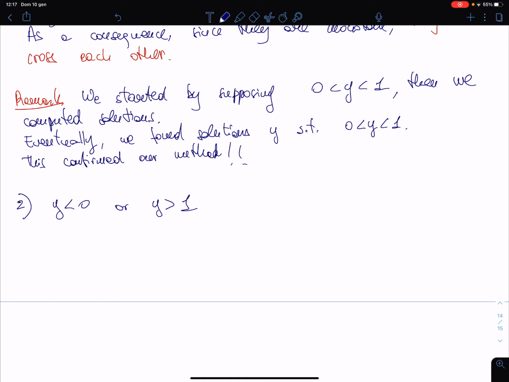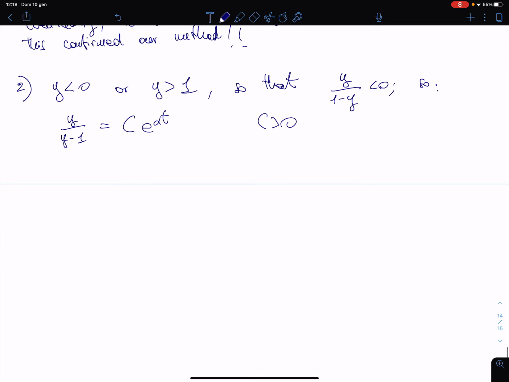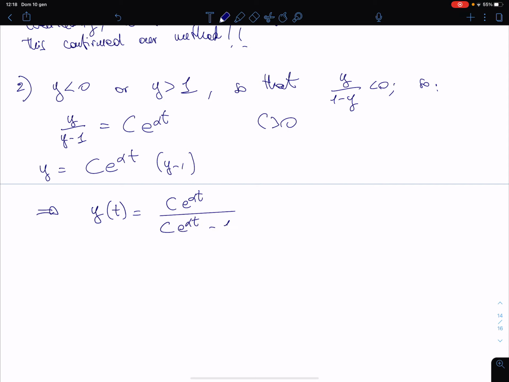This means that the fraction inside the absolute value is negative. So what we have is y divided by y minus 1 is equal to c e to the alpha t, again with c larger than 0. So y is equal to c e to the alpha t times y minus 1, and as a final form of the solution we write y of t is equal to c e to the alpha t divided by c e to the alpha t minus 1. Good.